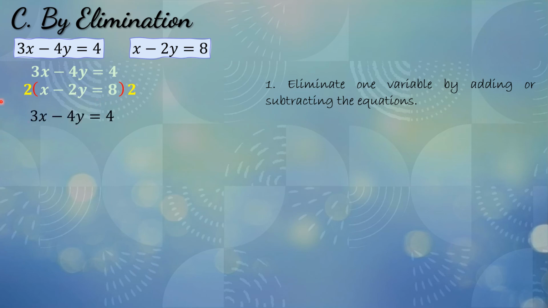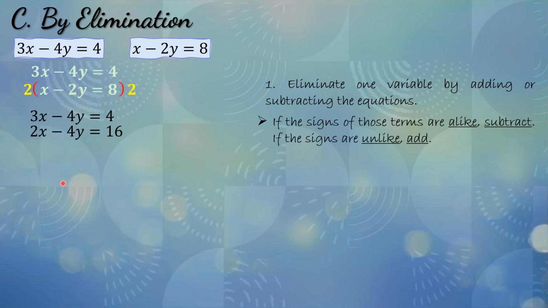So, let us bring down the first equation. So, magiging 2x minus 4y equals 16 because 2 times x is 2x, 2 times negative 2y is negative 4y, and then 2 times 8 is positive 16. Kung mapapansin nyo, magkatulad na sila ng numerical coefficient, so pwede na nating i-eliminate ang variable y.